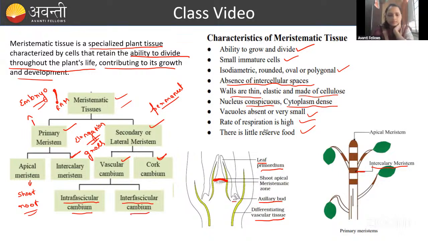Usually auxin only. You can see that, yeah. Auxin only, Charan.